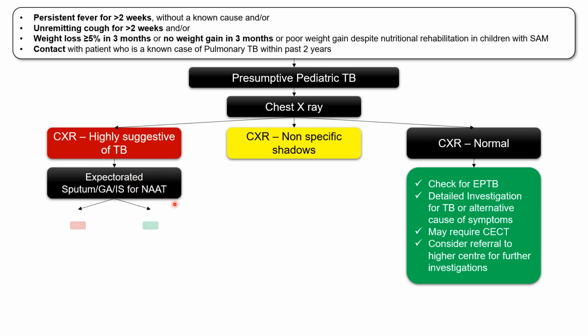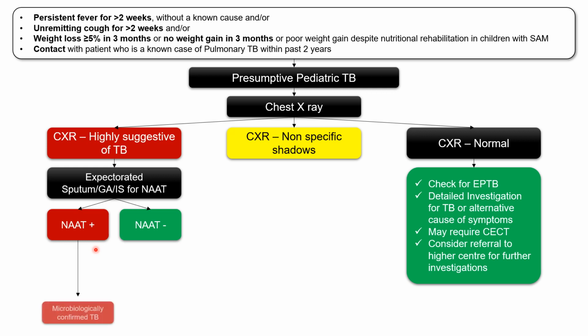So if the nucleic acid amplification test comes positive, what does it do? It amplifies the nucleic acid present in the Mycobacterium tuberculosis. So if the nucleic acid amplification test, or NAT, is positive, that means microbiological presence of tubercle bacilli in that patient has been confirmed. So this can be called a case of microbiologically confirmed TB. This is the most confirmatory diagnosis you can get in tuberculosis.